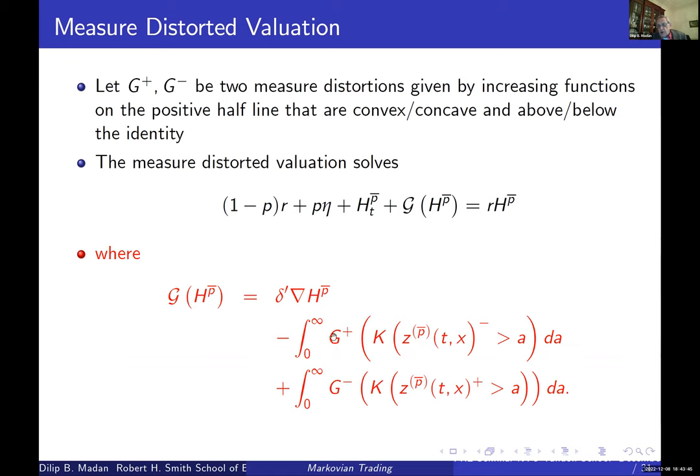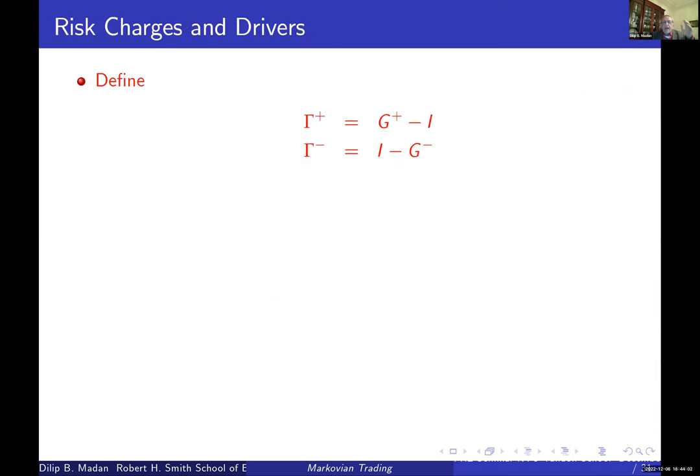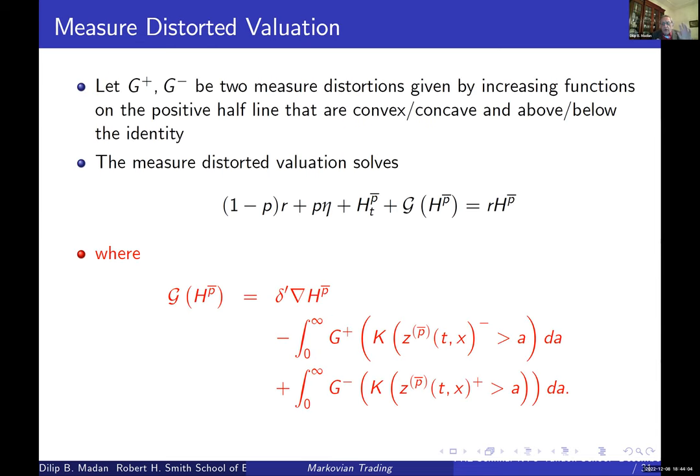So these concave distortions, well, G minus is convex and G plus is concave, but these distortions are lifting tail probabilities, and that's where the nonlinearity comes from. Now you can say, okay, what I'm going to be maximizing then is the measure distorted valuation plus the immediate return. That is going to be my objective to find the policy.